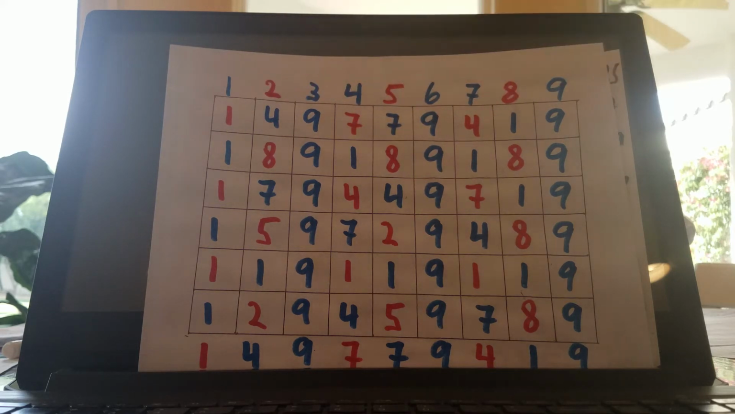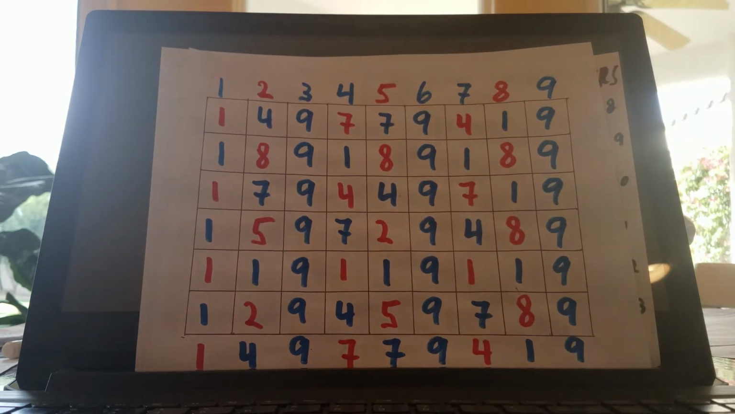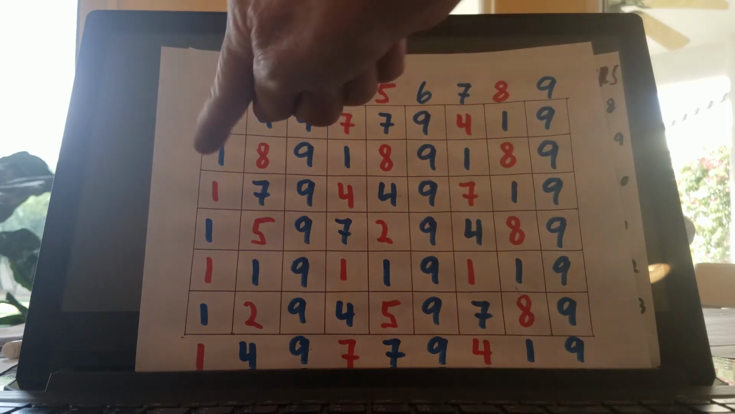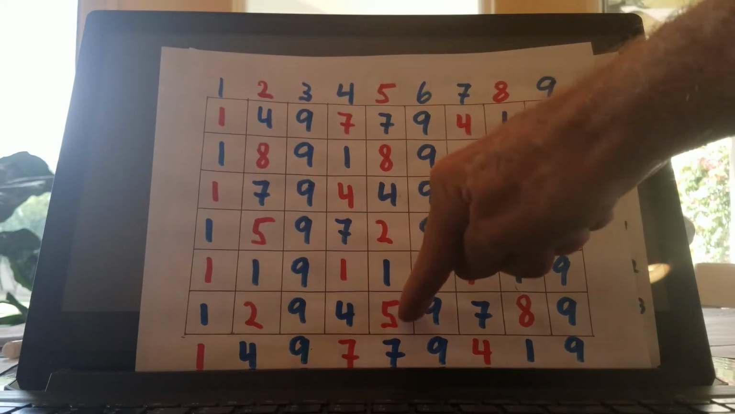2, 5, 8. Okay. What's going on here? I guess I'm just going 1 plus 8 is 9, 7 plus 8 is 6, and 4 plus 8 is 3. 6, 6, 6, 3, 6, 9.